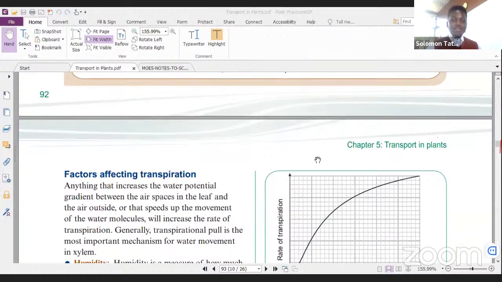How does humidity affect transpiration? Who knows?